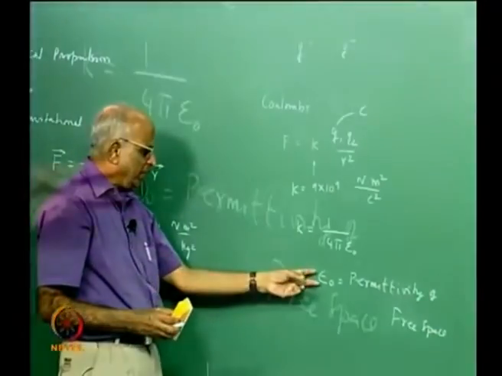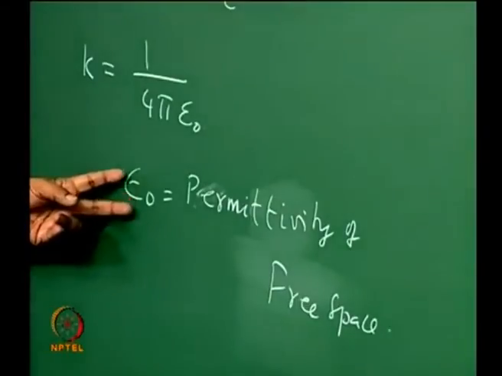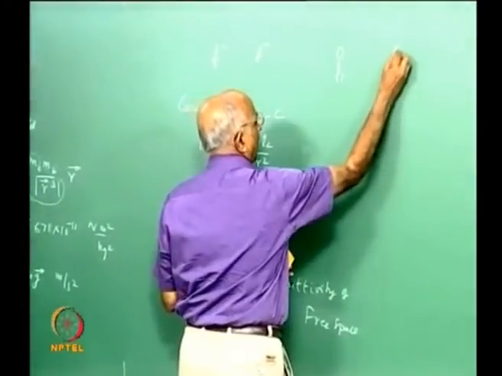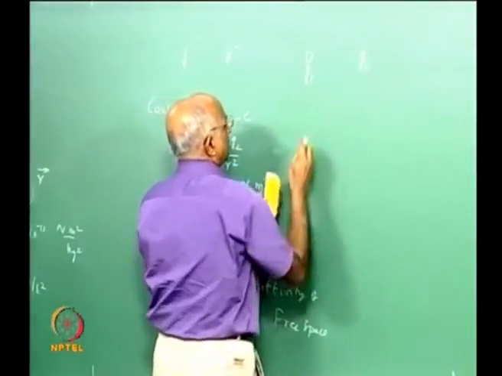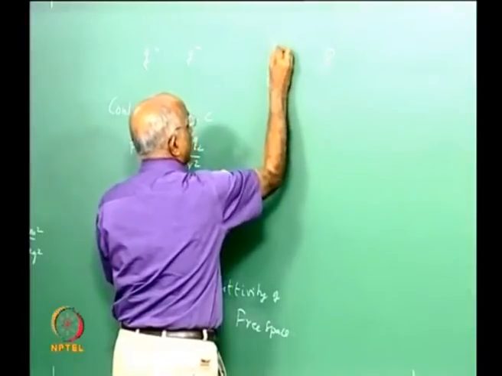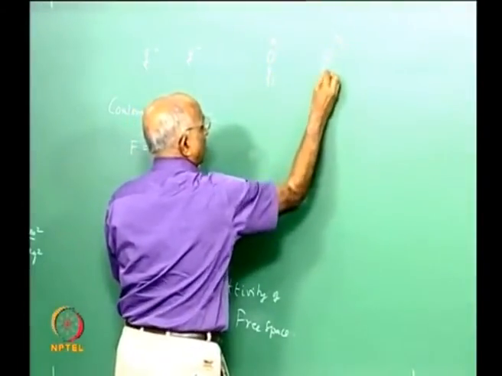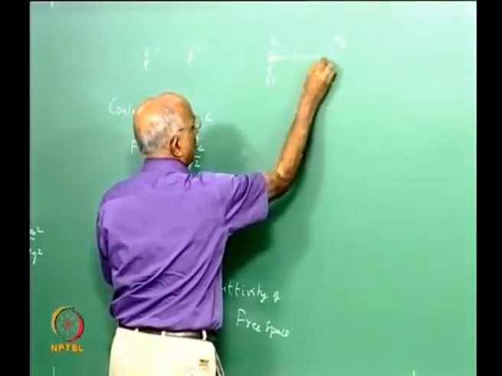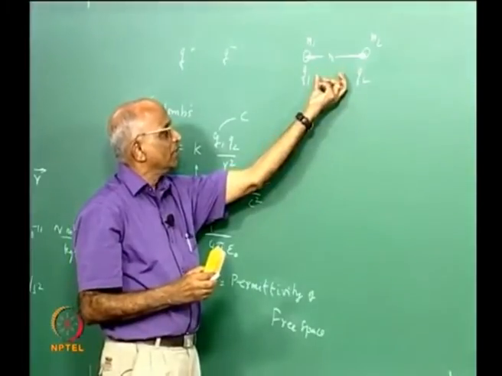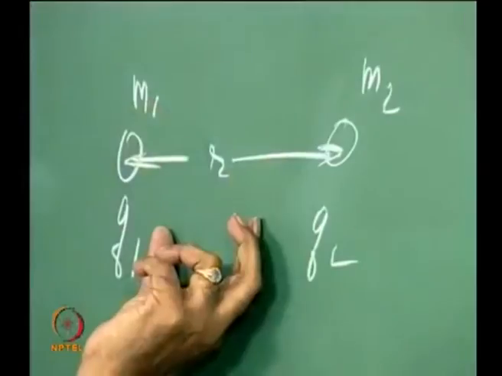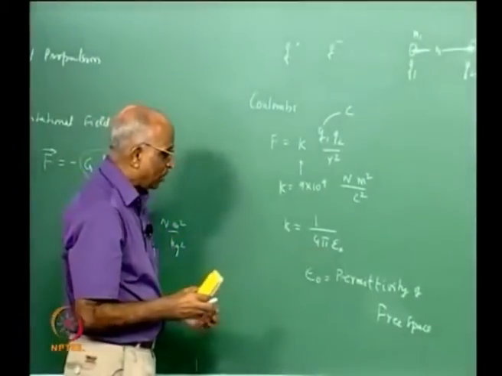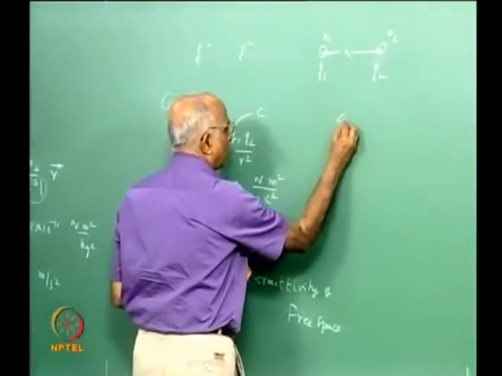What is it I am talking? What does epsilon denote? The ability of the space between these two charges. Let us say I have a charge q1, I have a charge q2. I have a body of mass m1 having q1 here, mass m2 having q2 here, separated by a distance r. Epsilon is the permittivity of the space between these bodies, that is the ability of the space to hold the charge. That means it permits something, and this is known as epsilon naught.